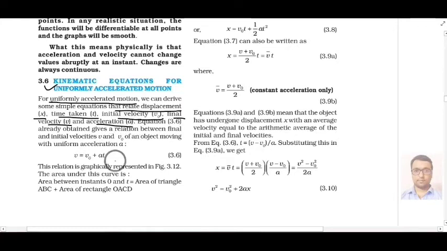So this is your first kinematic equation: v equal to v naught plus at. In some books it is mentioned that v equal to u plus at also. That has the same meaning. V naught means initial velocity. So basically we have to understand how they are related with each other.